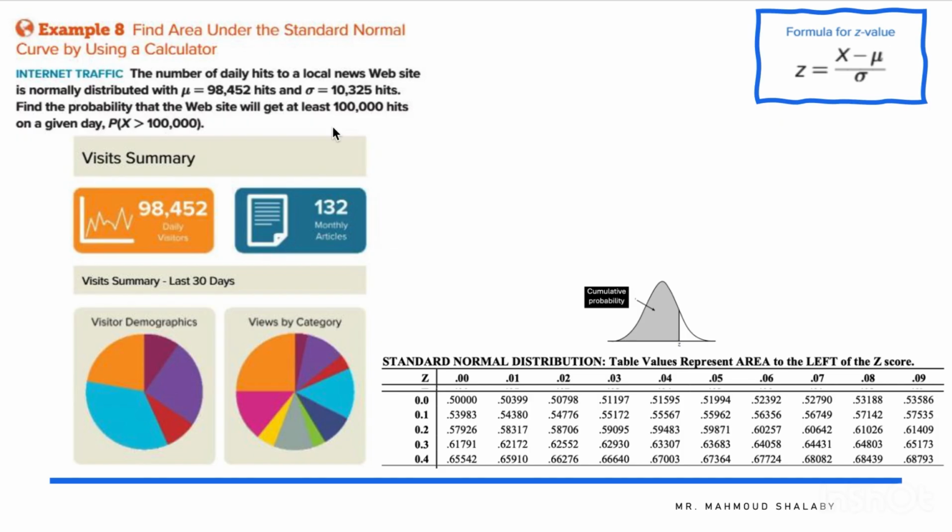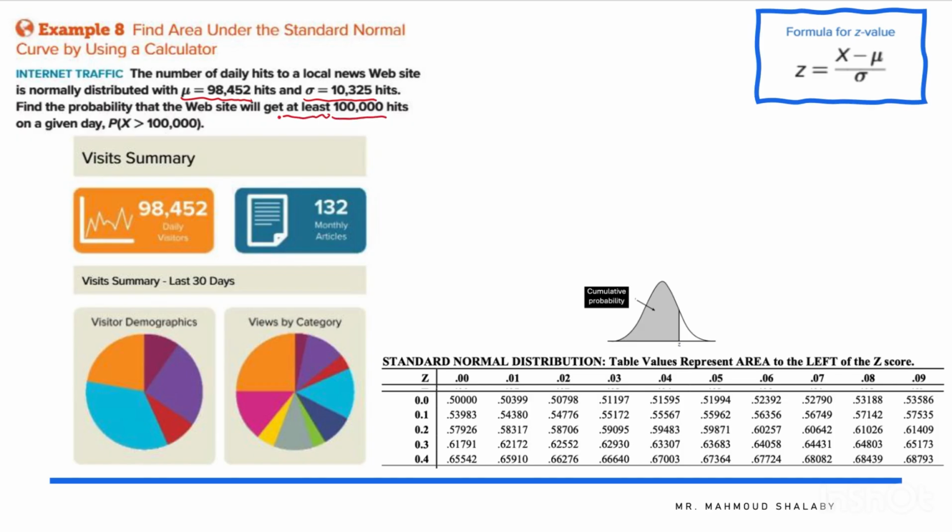Right. Let's see this question. I expect one of these questions like this one comes in the exam, because here he will not ask you to find the z-score. However, you must find it, but he will not tell you in the question to find the z-score. So it says the number of daily hits to a local news website is normally distributed with mu equals 98,452 hits, so this is the value of mu, and sigma equals 10,325 hits. Find the probability that the website will get at least this number.